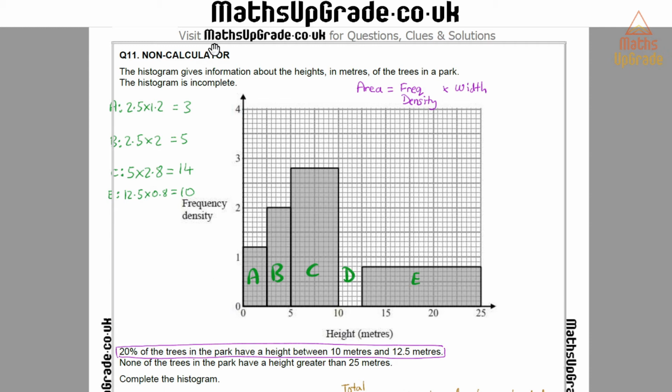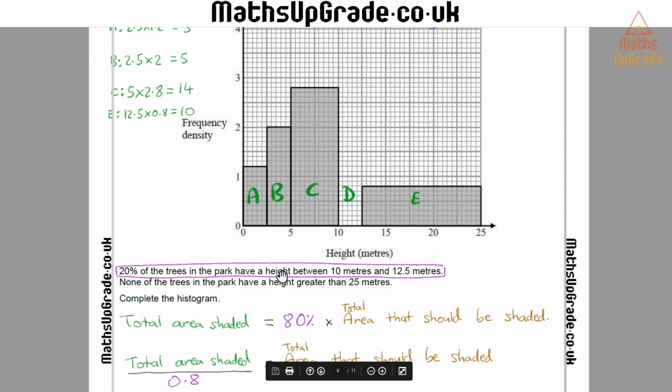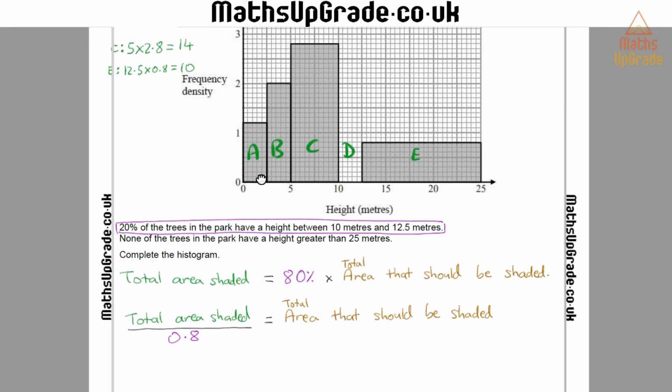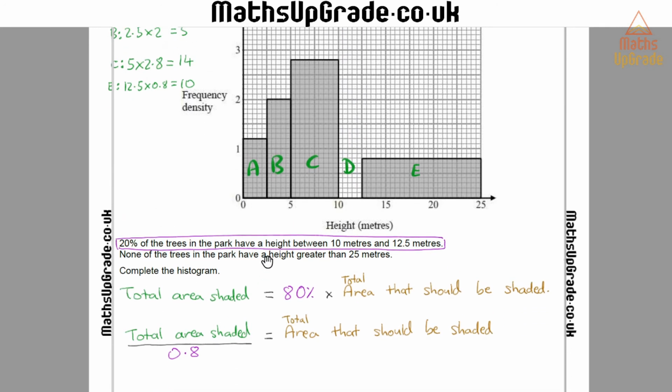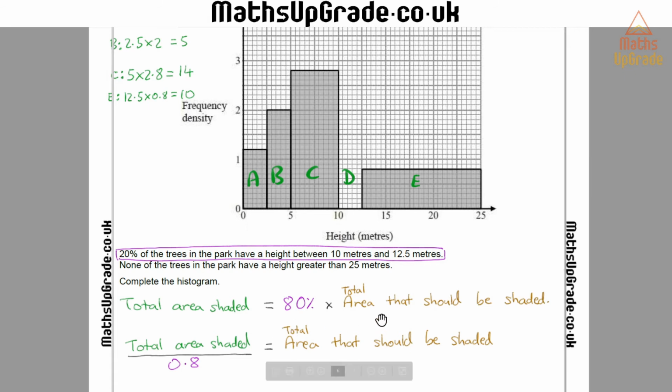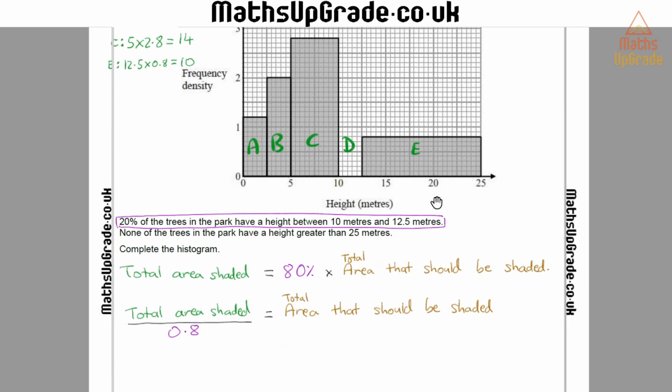Now the next part of this question is all about using this information here. 20% of the trees in the park have got a height between 10 and 12.5. So from that information, I can say that the total area that's currently shaded is 80% of what should be shaded. So if I need to find out what should be shaded, and then I can find out what bar to draw here, I can just divide both sides of this equation by 80%, which is the same as 0.8 as a multiplier. So let's find the total area that's shaded.